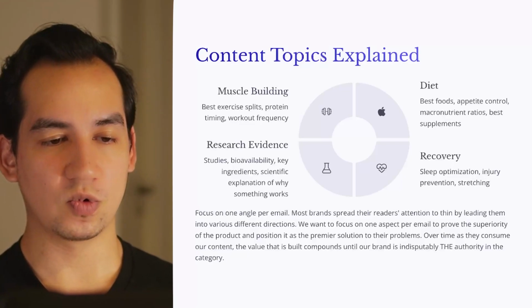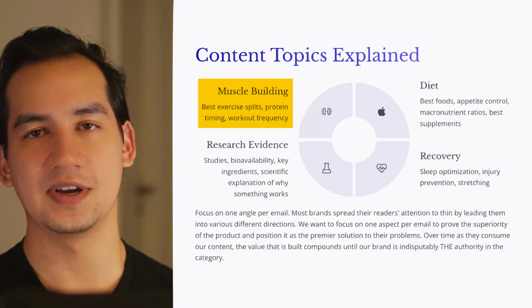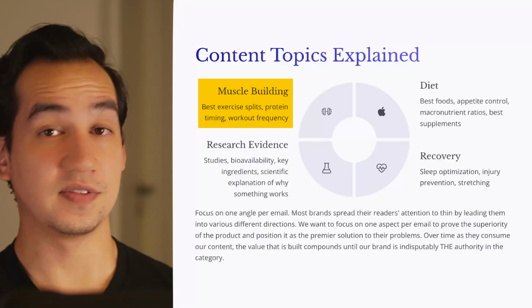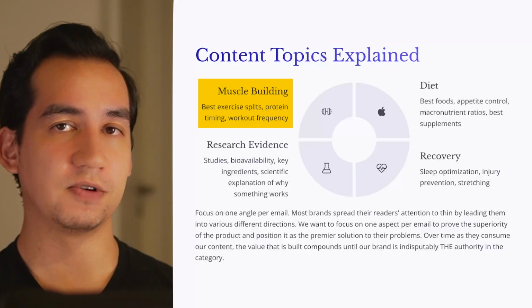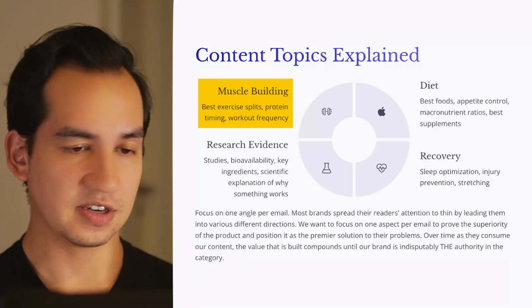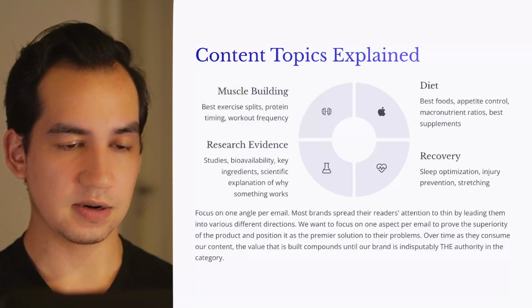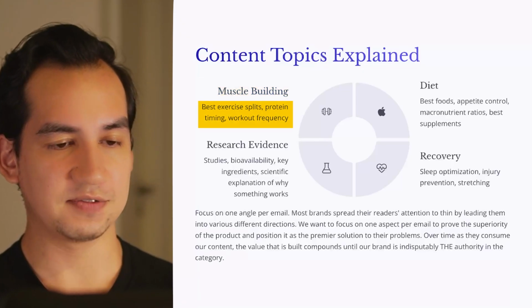Again, we're focusing on one topic per email. So muscle building: if you're making an email campaign educating them on that, then you want to focus on that one topic, all right? You don't want to be covering all these different topics. So you have muscle building. For example, this is one category, and beneath that category, you would have subtopics.